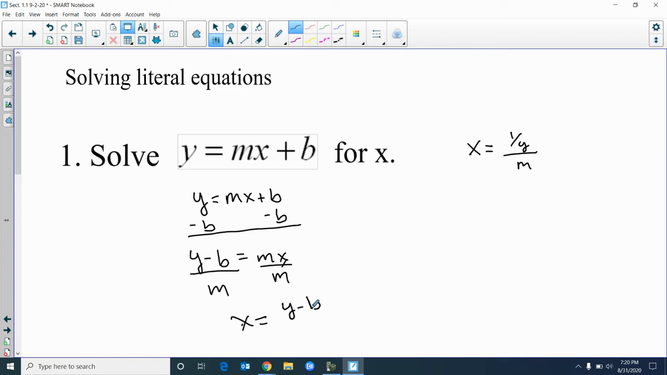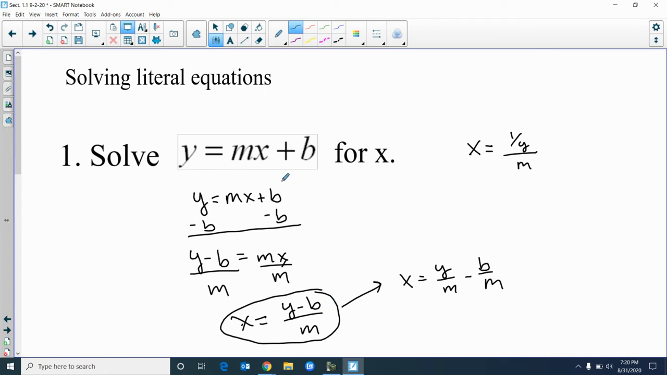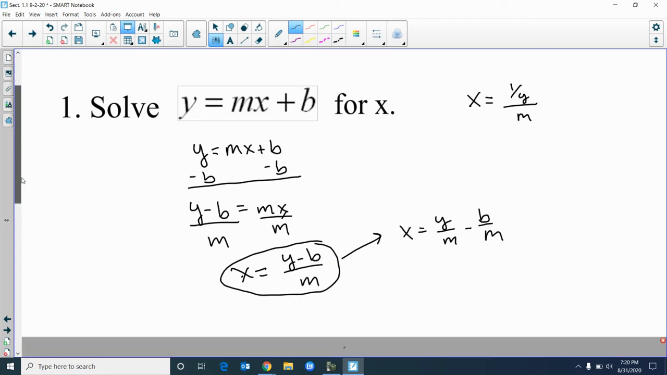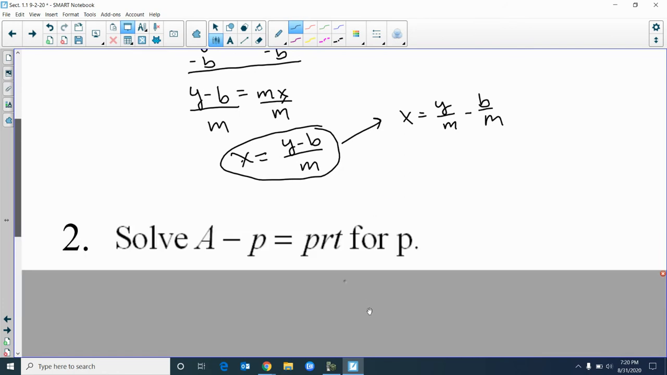And so we got x equals, I'm just going to flip the order, y minus b over m. Now that's perfectly fine. Sometimes you might see people split that up into y over m minus b over m. Those would be equivalent. This would be okay. I think in this situation, just having one numerator and one denominator is a little bit nicer. All right, so y minus b over m.